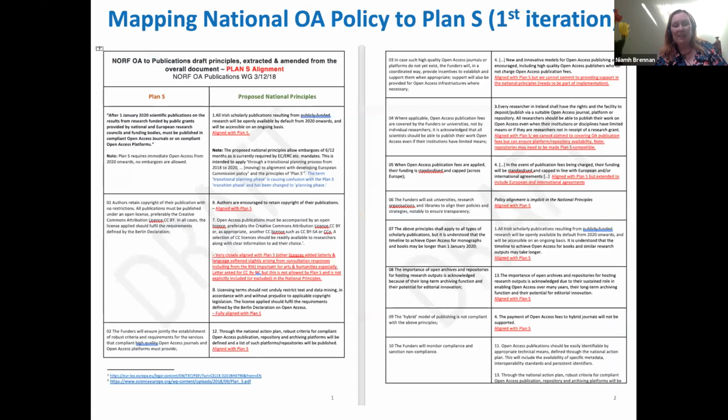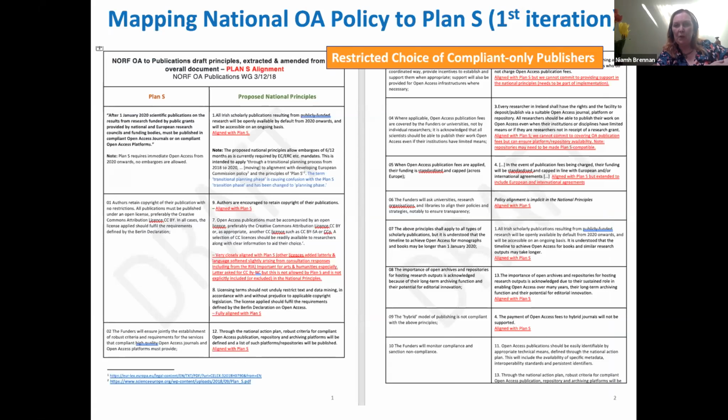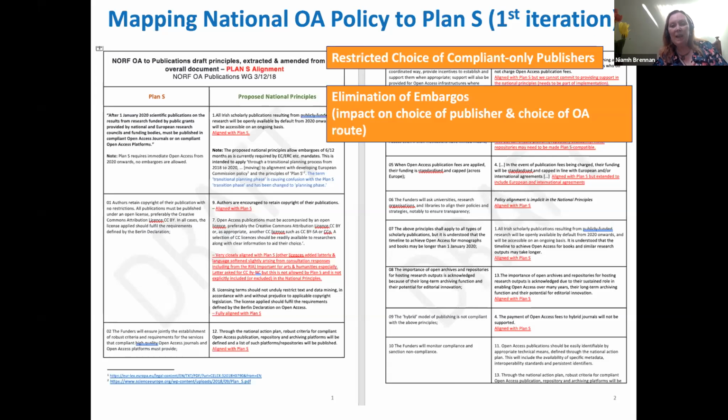So here's when we had to sit down, and our publication working group will remember this mapping that we did very quickly, in about 24 hours. So the kind of issues that came out of this, the differences between the European Commission's policy, and this of course is moving on as well, at that time, April 25th, 2018, and Plan S, which came in the summer, was the restricted choice of, so just only compliant publishers, as it appeared, and I'm stressing this is the first iteration of Plan S. Plan S has moved on.